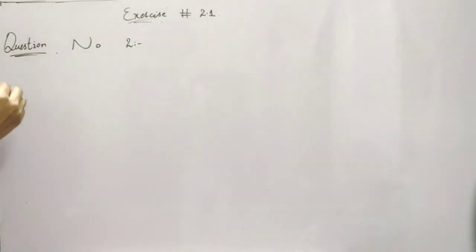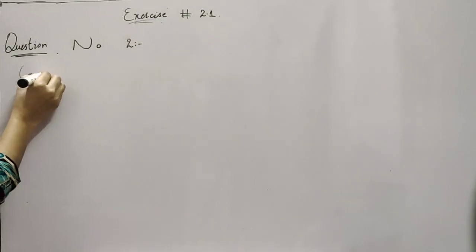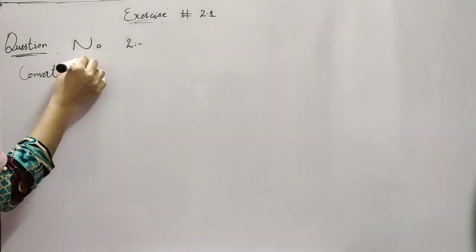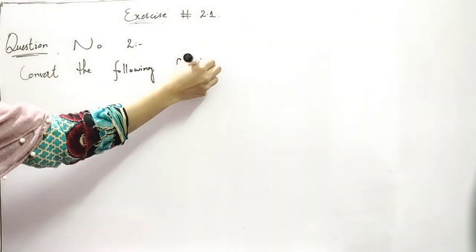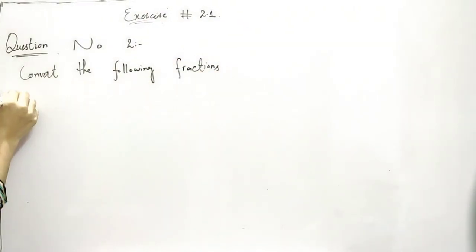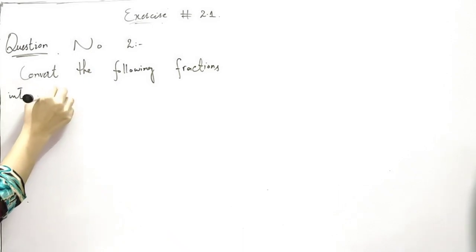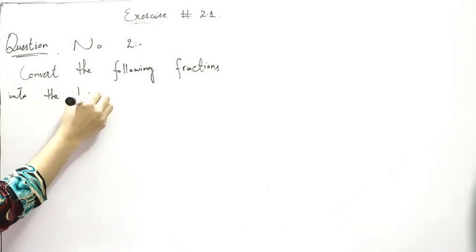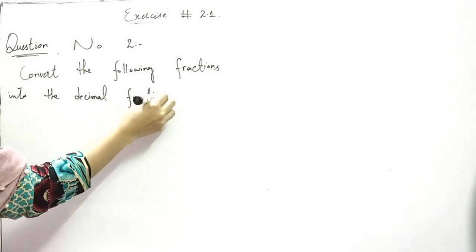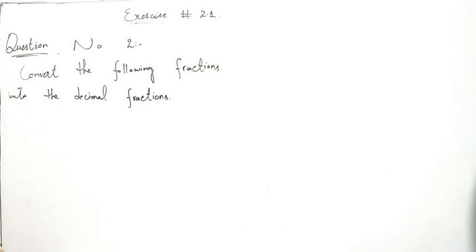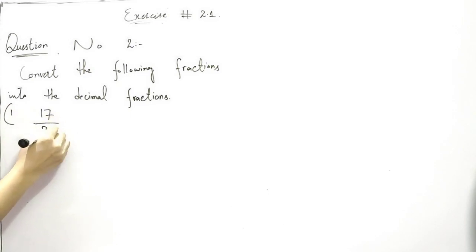And question number 2 is: convert the following fractions into the decimal fractions. Okay, convert the following fractions into the decimal fraction, and the first part is 17/25.